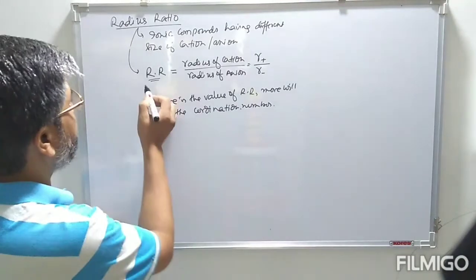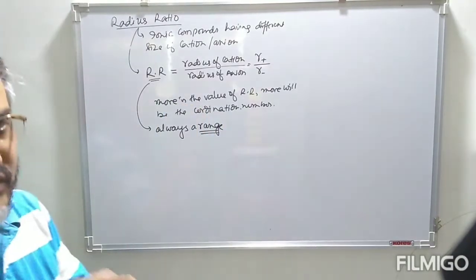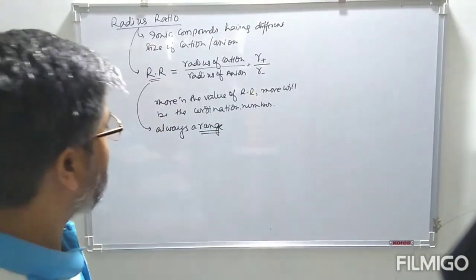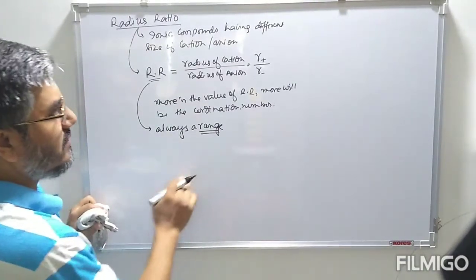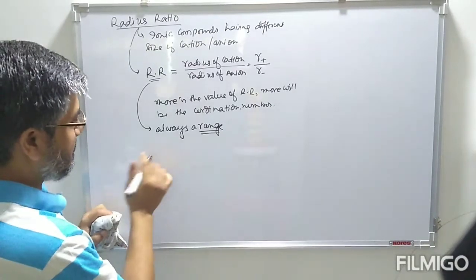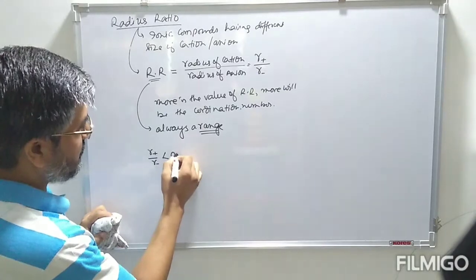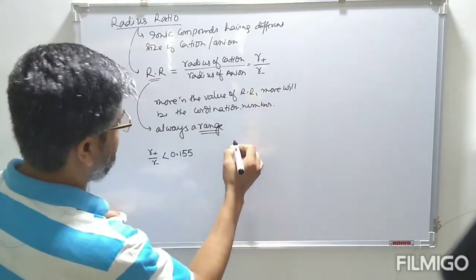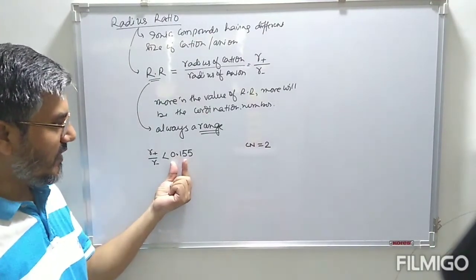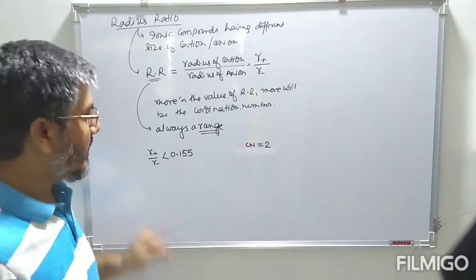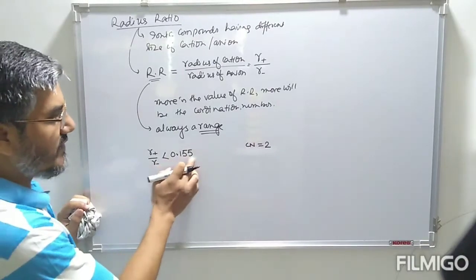So this radius ratio is always a range. It is not a fixed particular value. So let's see this radius ratio. If the radius ratio is less than 0.155, then the coordination number is 2. So for any value less than 0.155, the coordination number will be 2. If the radius ratio reaches 0.155, then the coordination number cannot be 2.